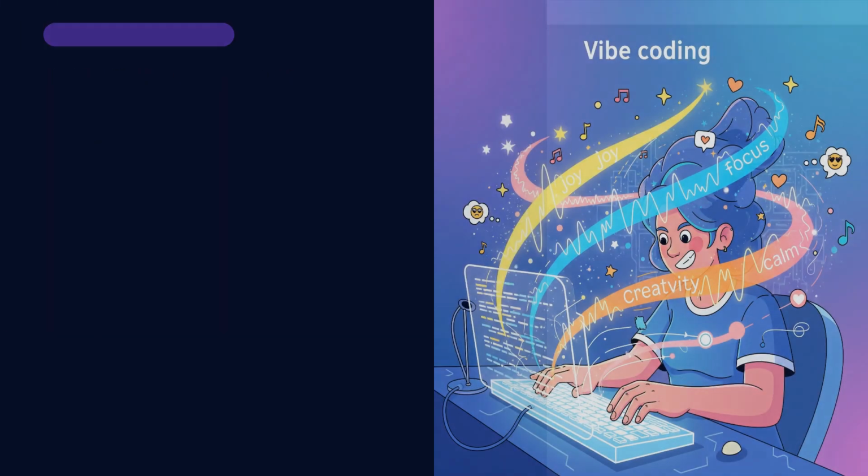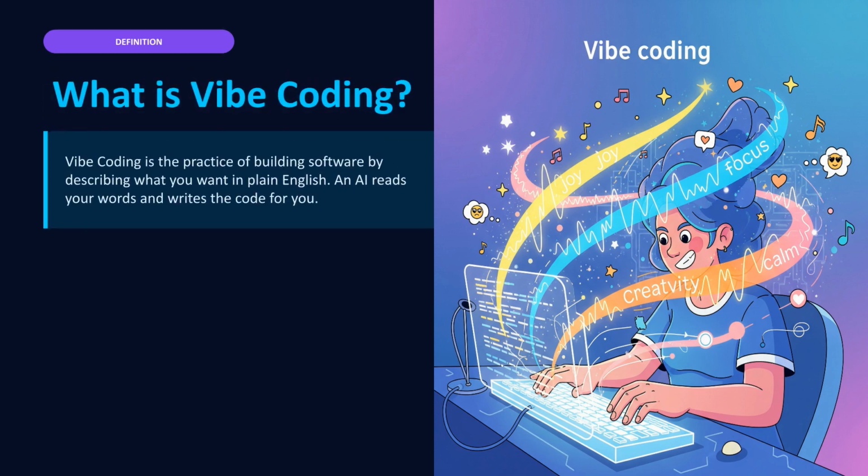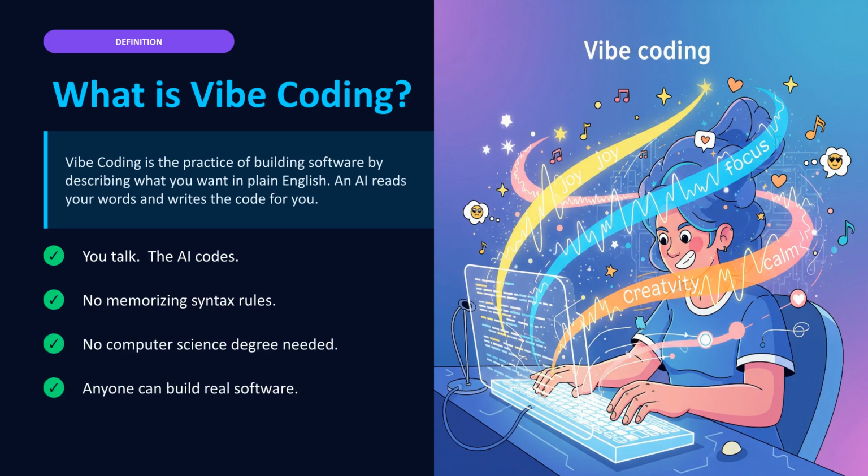Vibe coding is the practice of building software by describing what you want in plain English. The AI reads your words and writes the code for you. You talk, and the AI codes. No memorizing syntax rules or needing a computer science degree is required.